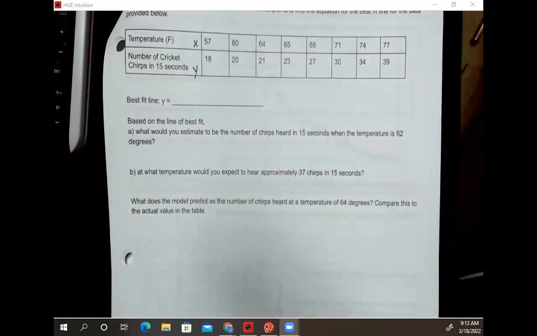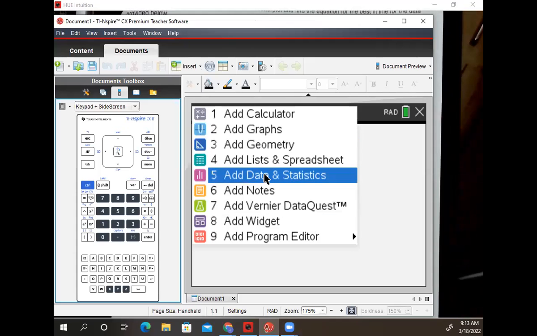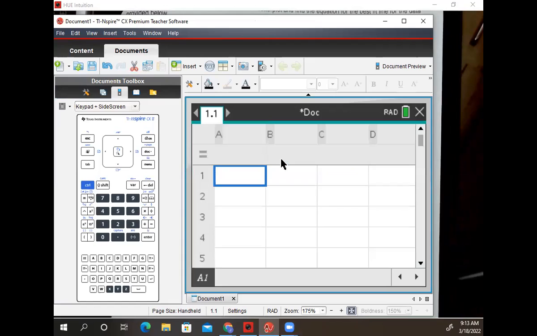When I pull up my calculator, I want to make a spreadsheet. I want to recreate in my calculator what I have here on my paper. So I'm going to make a spreadsheet and I want to start by naming my column headings. This one I'm going to call X, the other one I'm going to call Y. And then I'm going to type all my X values into the X column.